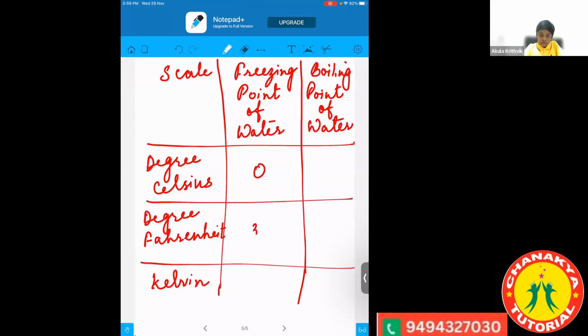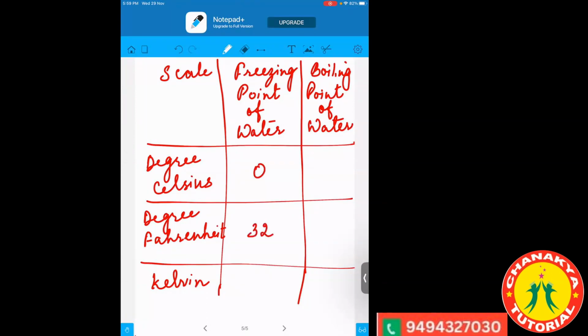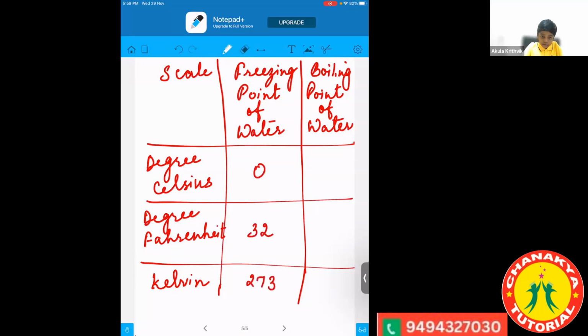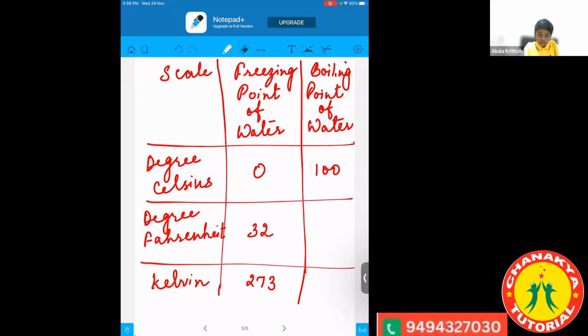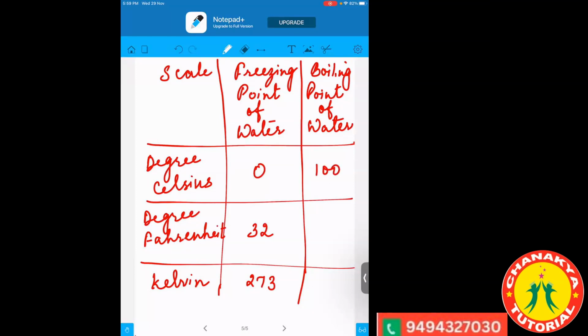From 32. Yeah, 32. And for the Kelvin? 273, right. Now the boiling point of the water is 100. What is the boiling point in Fahrenheit? 212. Very good. 212 Fahrenheit. And the last one, the Kelvin, has 373 degrees Kelvin.